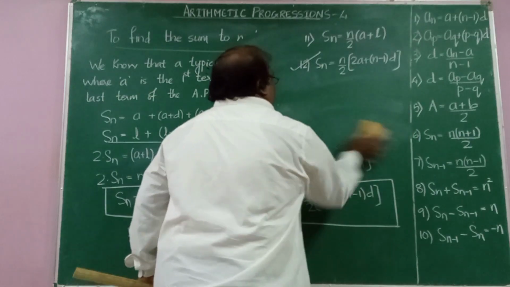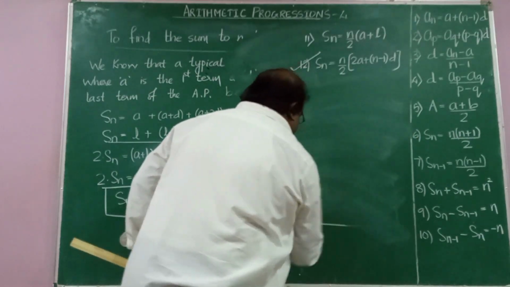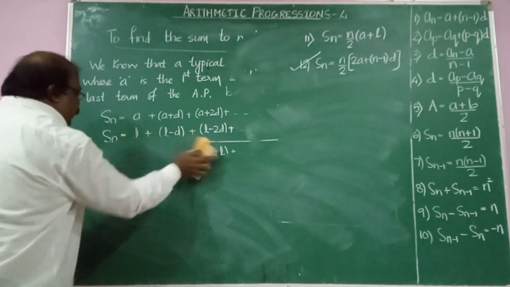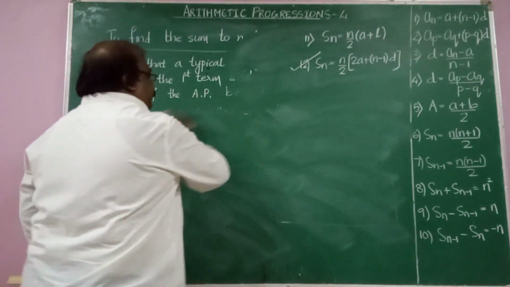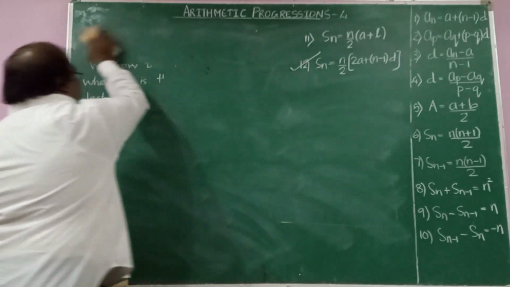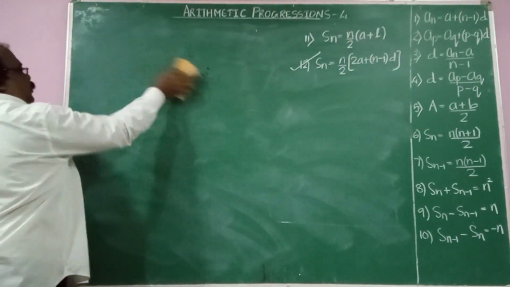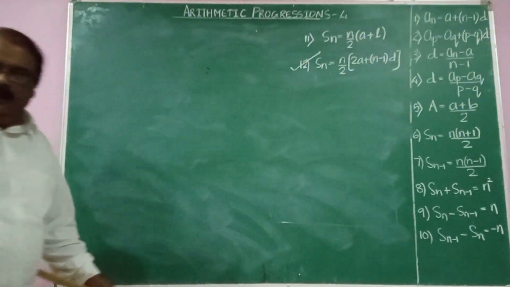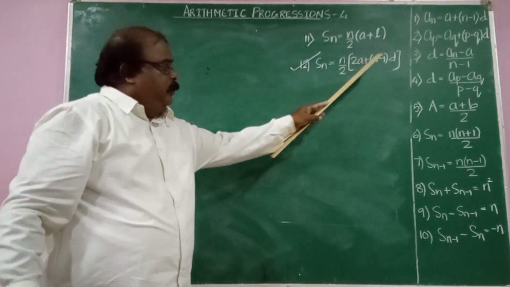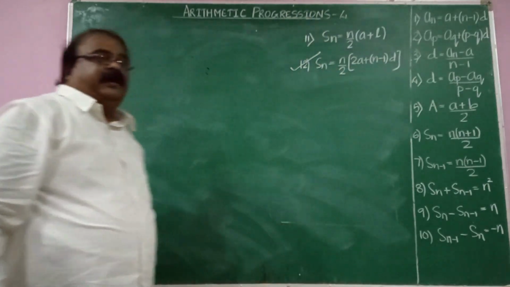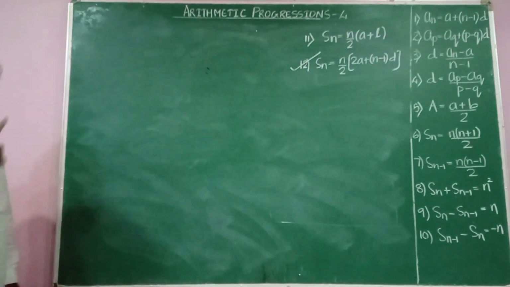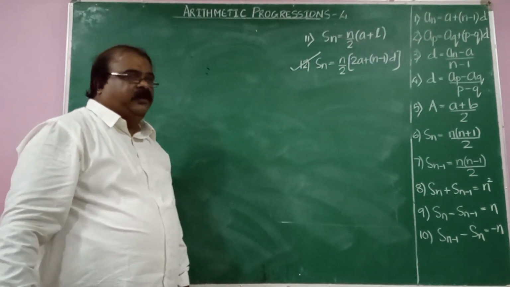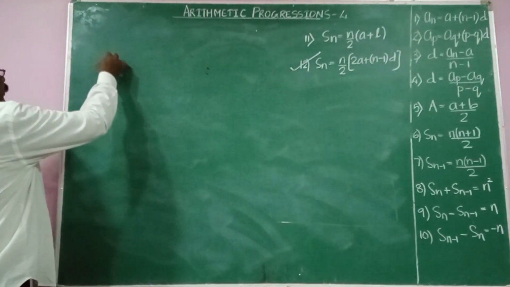There are two. When should I use the 11th and when should I use the 12th? I just told you. When shall I use formula number 11? When I know the first term, last term and the number of terms. When should I use formula number 12? When I know the first term, common difference and the number of terms. Let me just take one sum based on formula number 12.